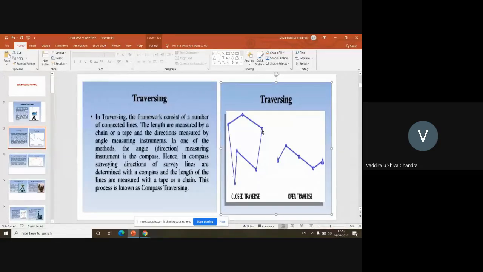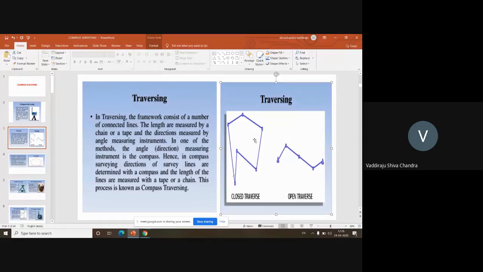So if at all I make a mistake here, in either measuring the linear distance or making an angle, definitely it will be clearly visible to you here. You will not be able to close the survey at the starting point. So this portion, what you are going to see, is called a closing error. Okay, this itself indicates the accuracy of the work you have done in the field.